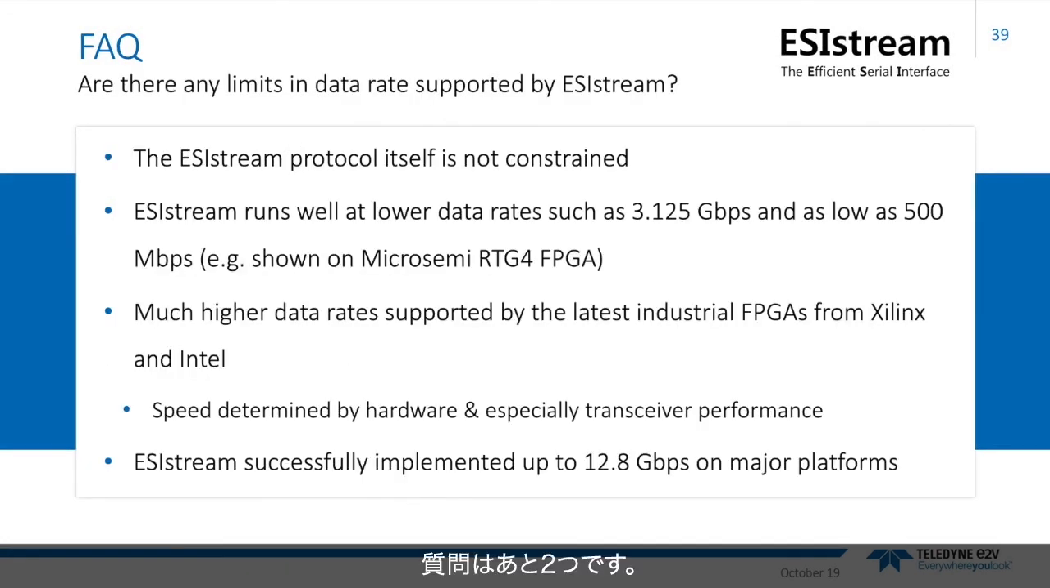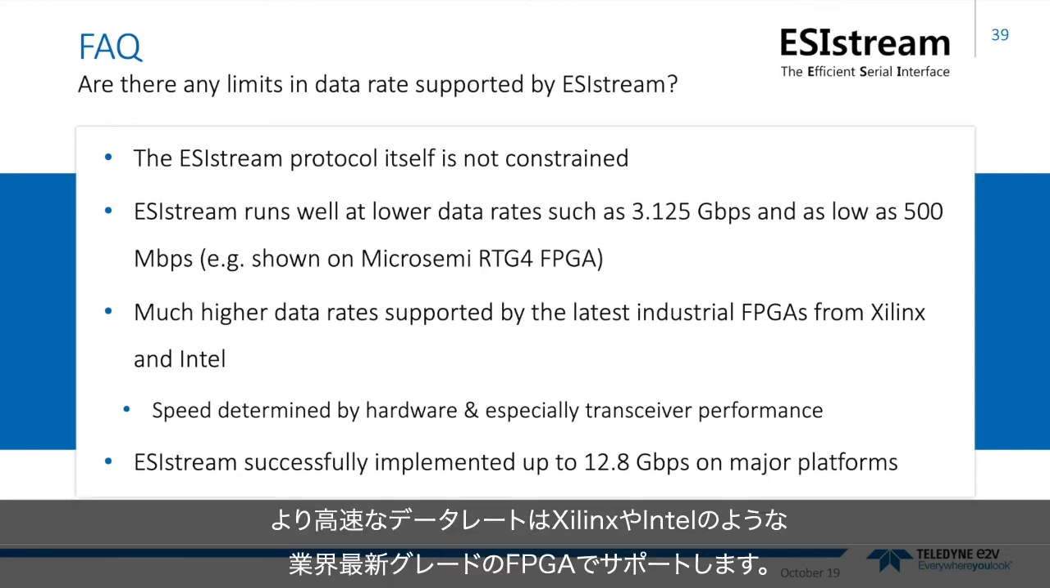Okay, penultimate question. Are there any limits in data rate that ESIstream supports? Well, the ESIstream protocol itself is not constrained data rate wise. We demonstrated ESIstream can run at lower data rates such as 3 1/8 gigabits per second and below, even down to 500 megabits per second.